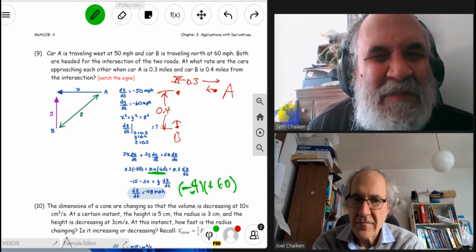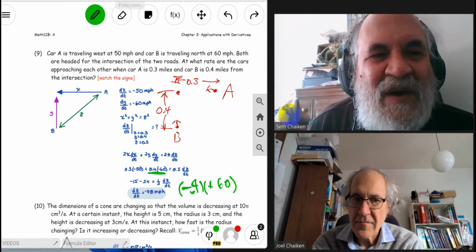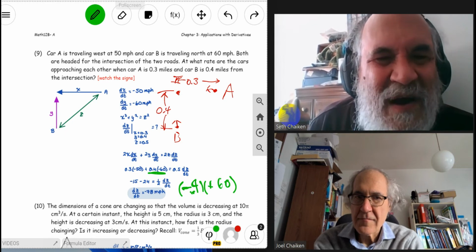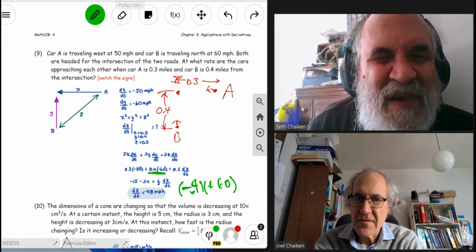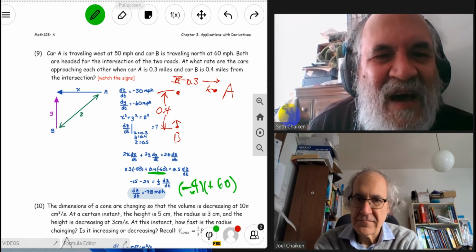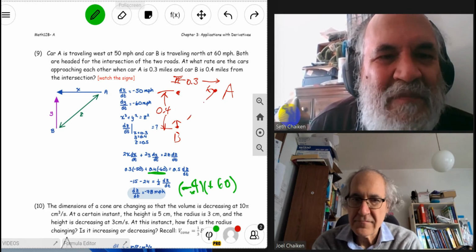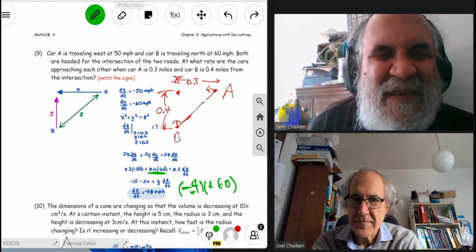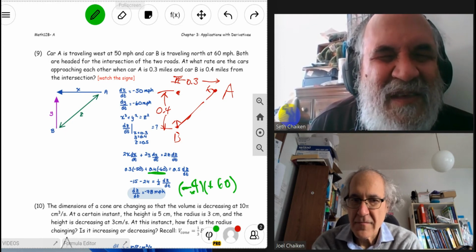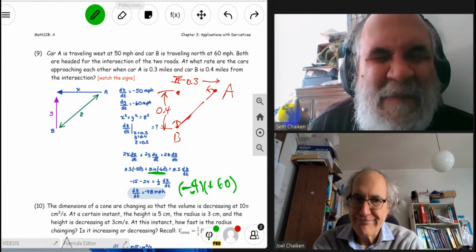So what's happening is car A is moving along here, car B is moving along here, and at any point in time, the driver of car B can see the driver of car A and vice versa. They can see along the line between A and B. The length of this line is the distance between car A and car B, right?